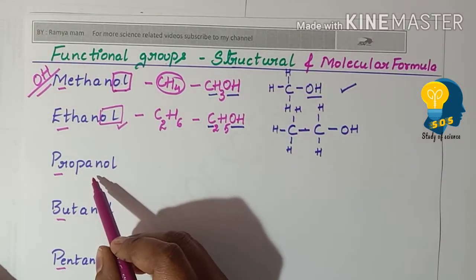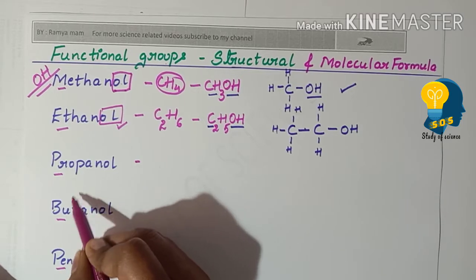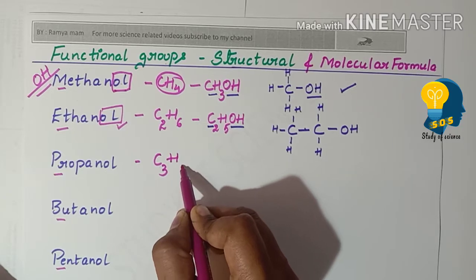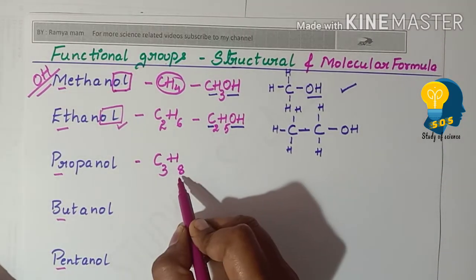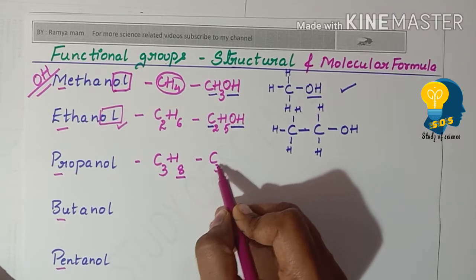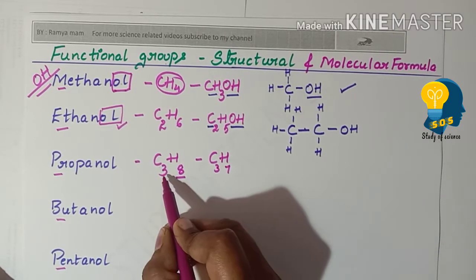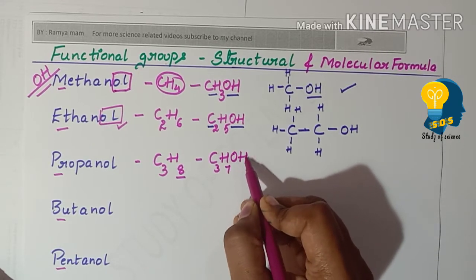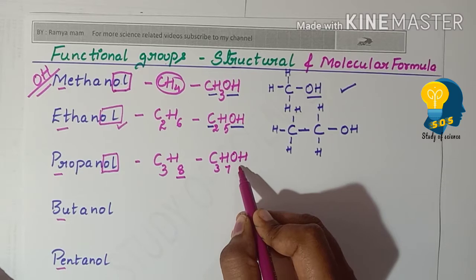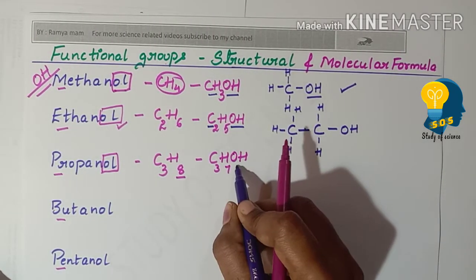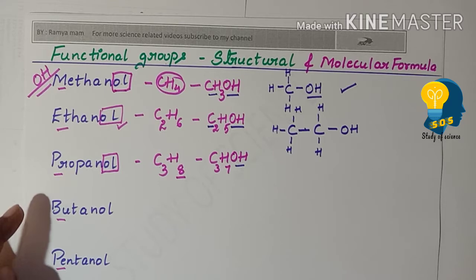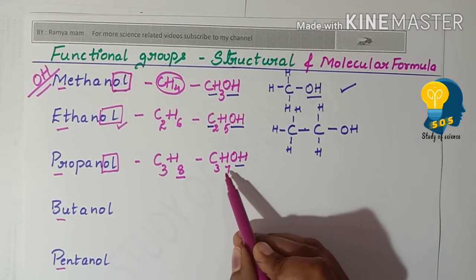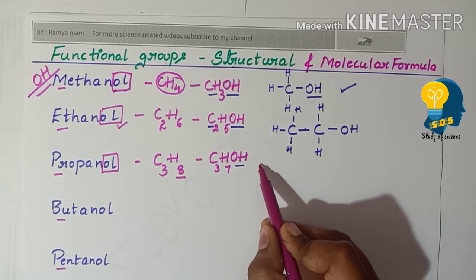So moving towards propanol. What is the molecular formula for propane? Prop means 3. It is C3H8. By removing one hydrogen, we get C3H7. Correct? So propane became propyl. For this propyl, we are going to add the functional group. Which is the functional group here? OL, so I have added OH. Now this is our molecular formula for propanol: C3H7OH. By looking at this, it is very easy to write the structural formula.